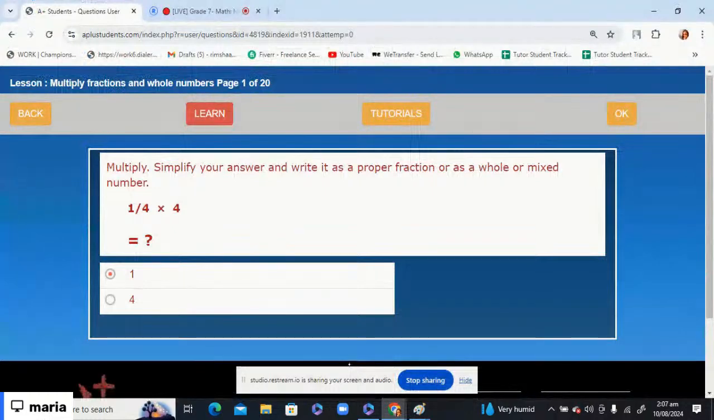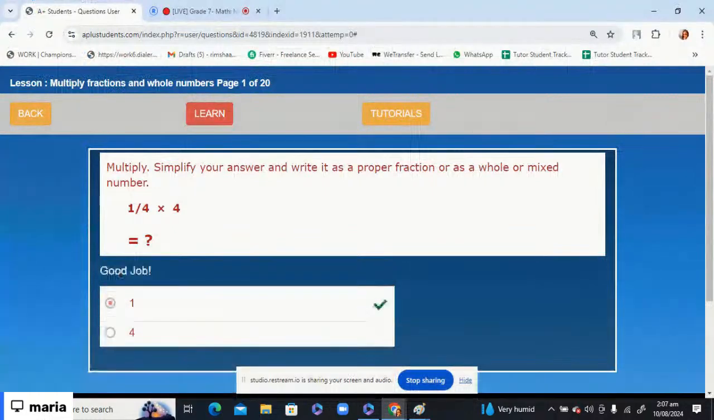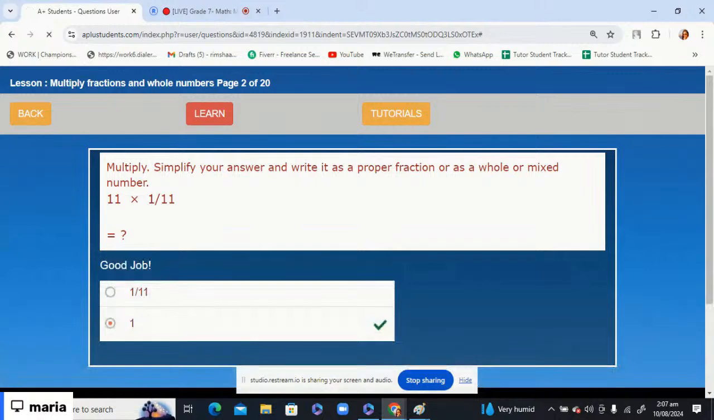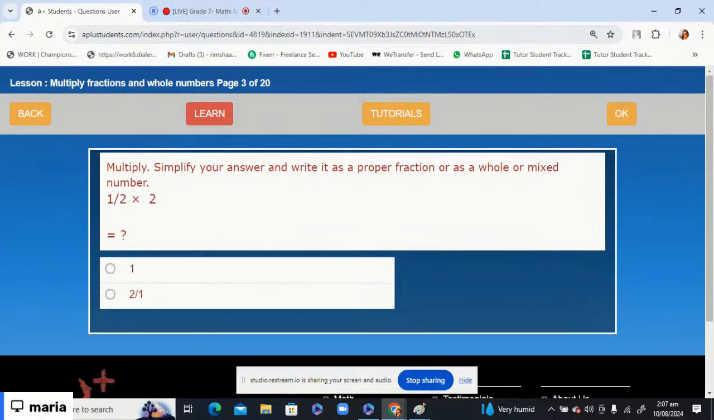The answer is 1. This is right. Same thing, this is 11 times 1 by 11. If the numerator and the denominator are the same, we always get the answer 1. So it's the same thing, 1. Multiply, simplify your answer and write it as a proper fraction or as a whole or mixed number. Look at here, it's 1 by 2 times 2. These both are the same, so this is 1.